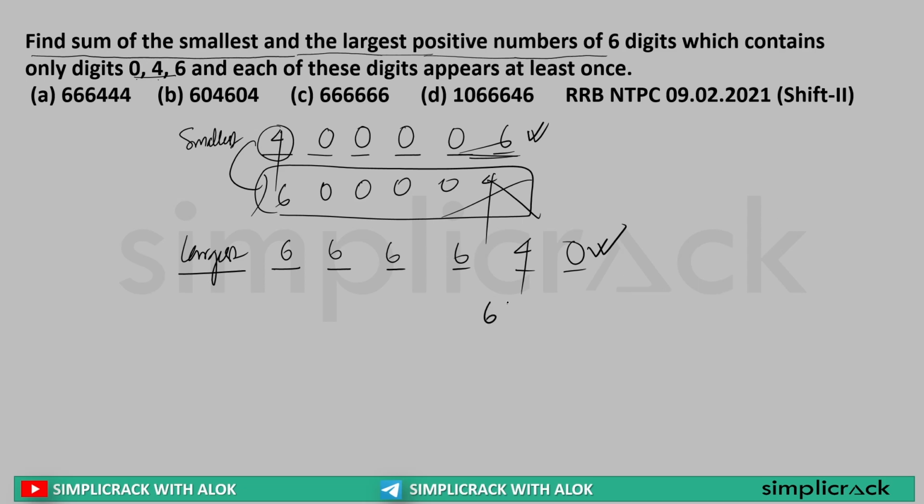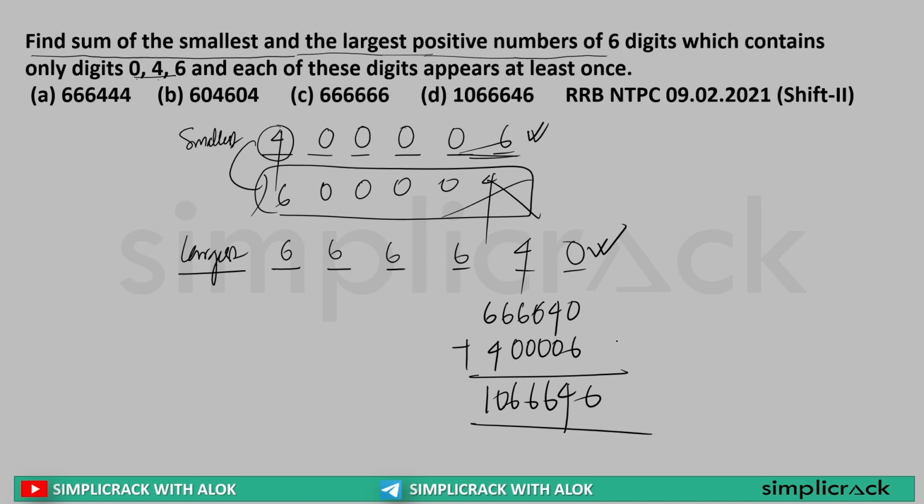The number is 666640 added to 400006. The sum is 1066646. That is option D. Done. Yes or no? Yes. But instead of doing all these calculations, understand this very concept.